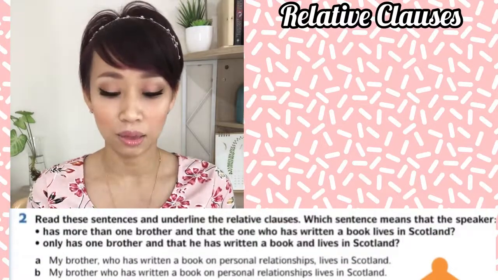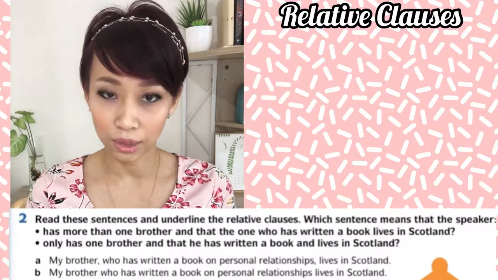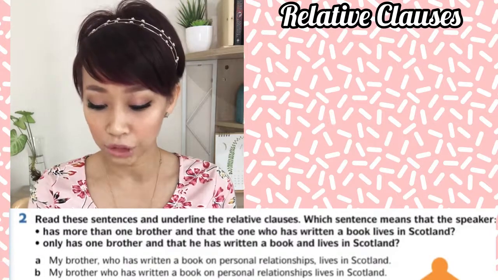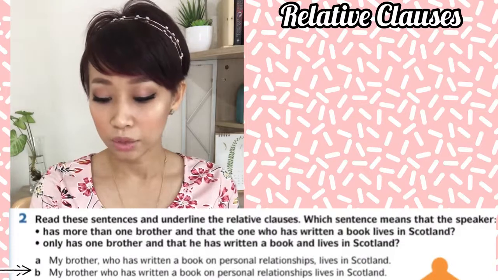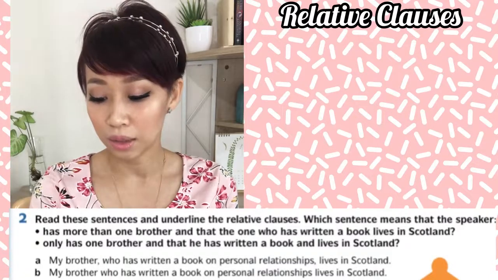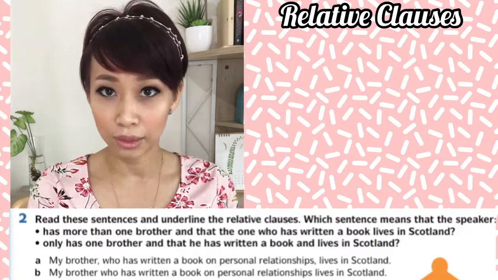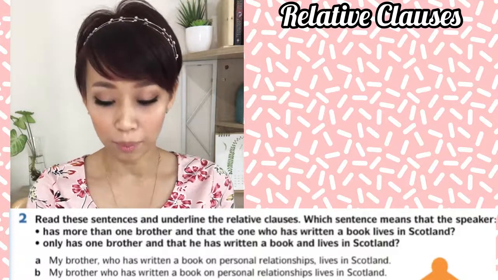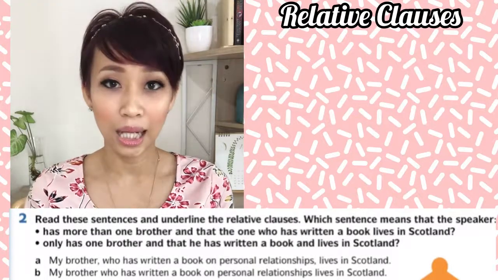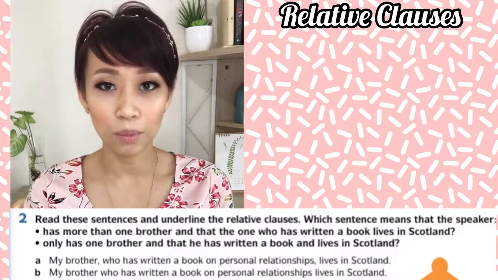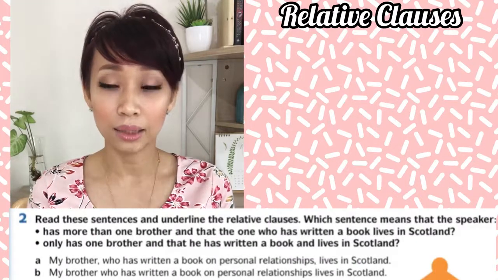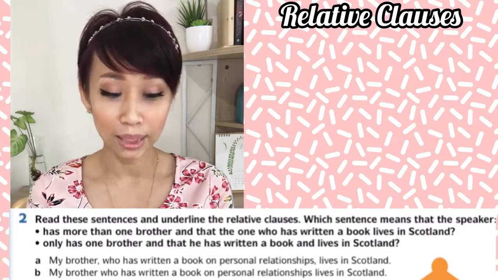Alright? So, relative clause ini memberi kita extra information. For example, let's look at these two similar sentences. Okay? Satu ada relative clause, satu tidak ada. Okay. A. My brother, who has written a book on personal relationships, lives in Scotland. B. My brother who has written a book on personal relationships lives in Scotland. Beza dia, yang ada koma ialah non-defining relative clause. Mana satu yang menunjukkan dia ada banyak abang, dan satu lagi menunjukkan dia ada satu abang sahaja? Ayat yang menunjukkan dia ada lebih daripada satu abang ialah ayat B.